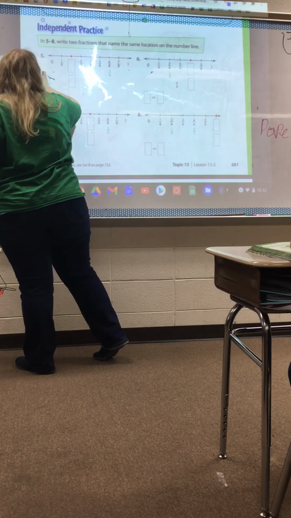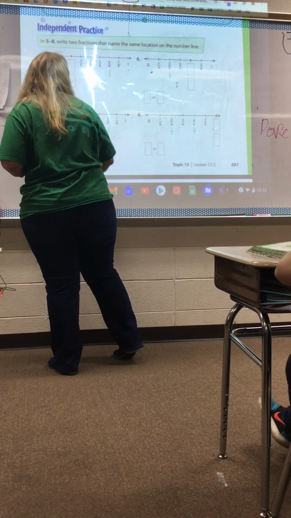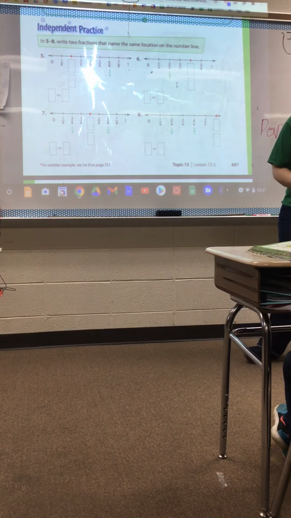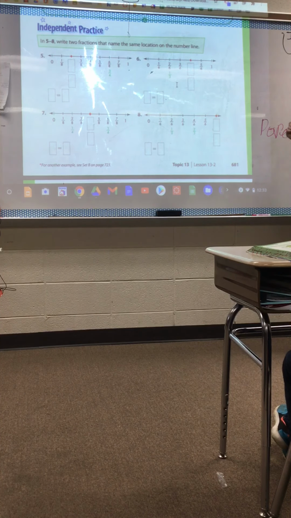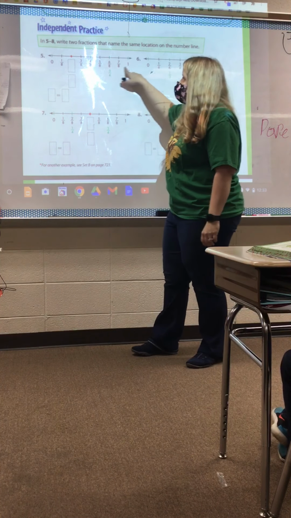Okay. So this one says write two fractions that name the same location on the number line. So what's that called again, class? Equivalent fractions. They name the same spot, but they look a little different. Okay? So let's look up here. What's missing here?